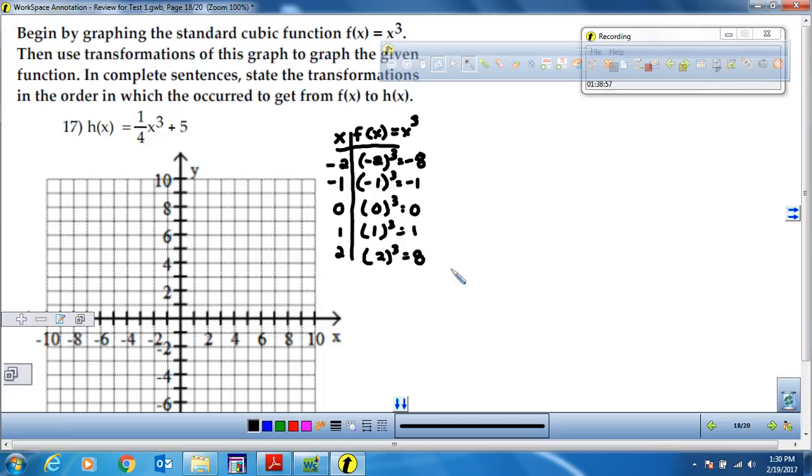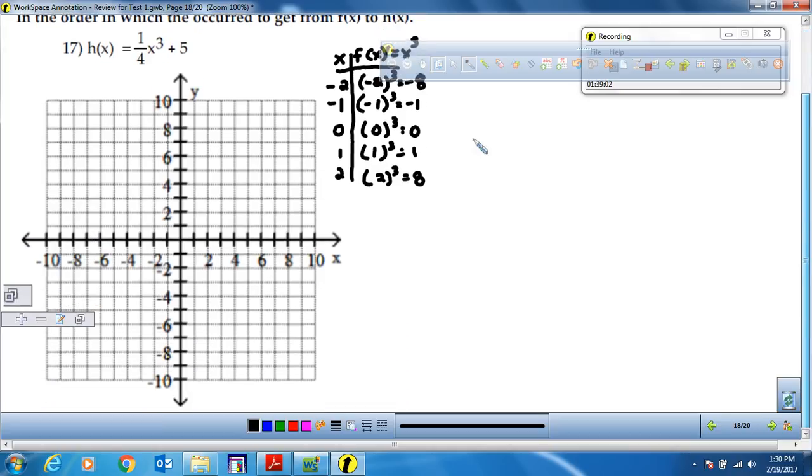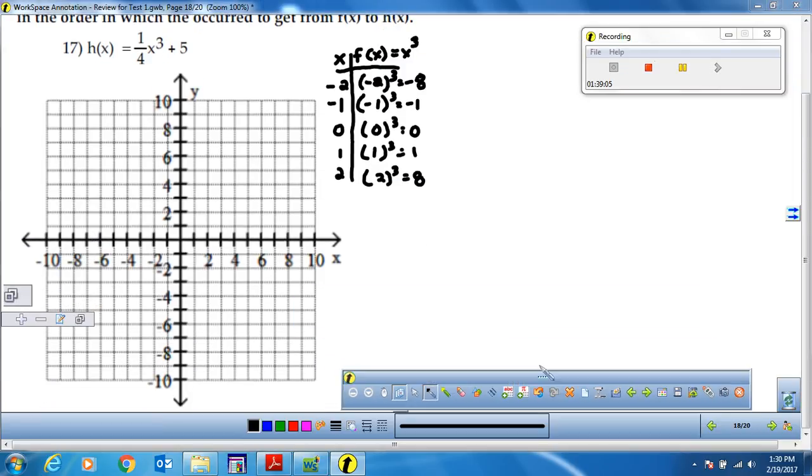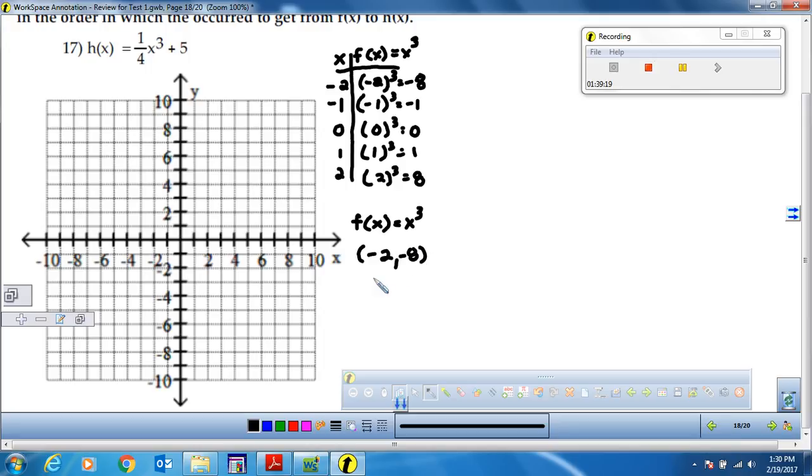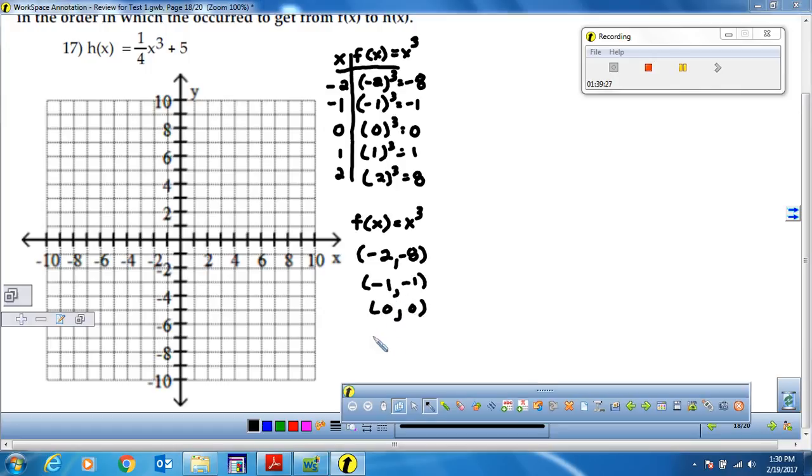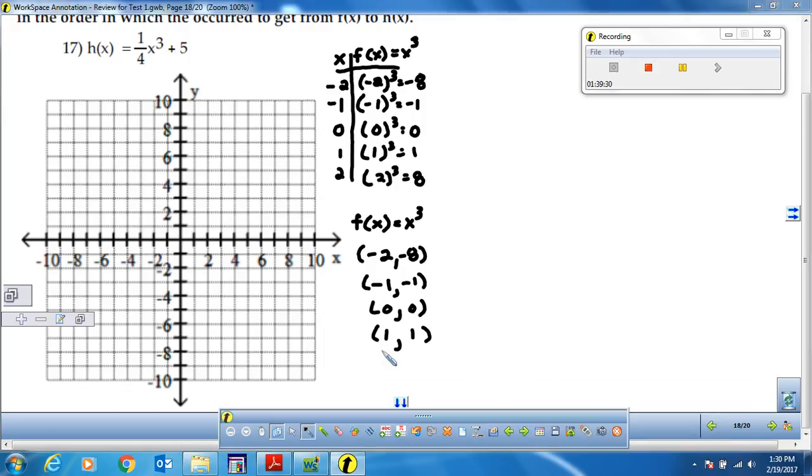I'm using 5 points again, just like I showed you before, because if you're not familiar with the shape or you forget, 5 points is always going to give you a better estimate of the graph. So for the function f of x equals x cubed, the first point that we got is (-2, -8), (-1, -1), (0, 0), (1, 1), and (2, 8).